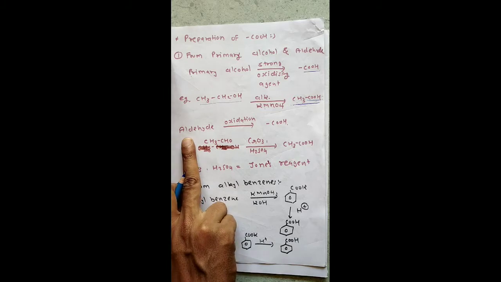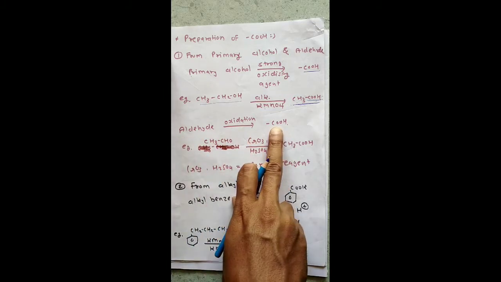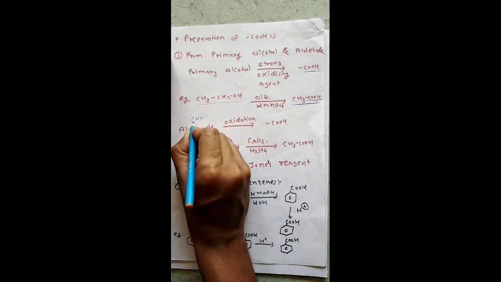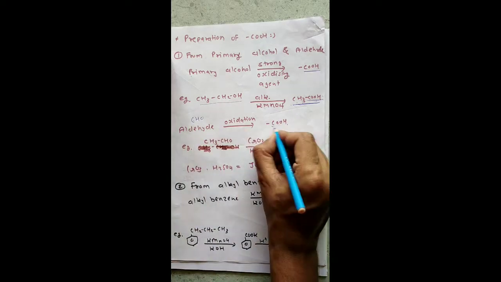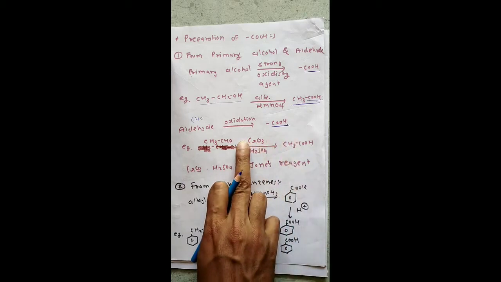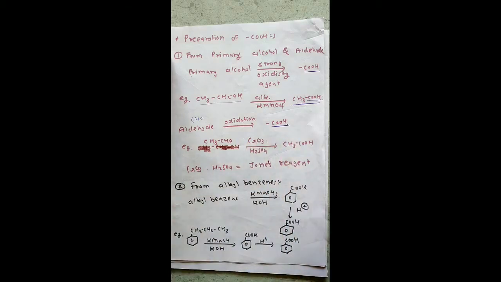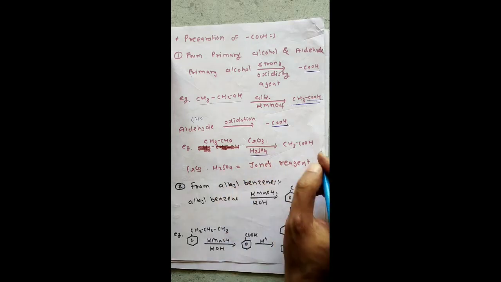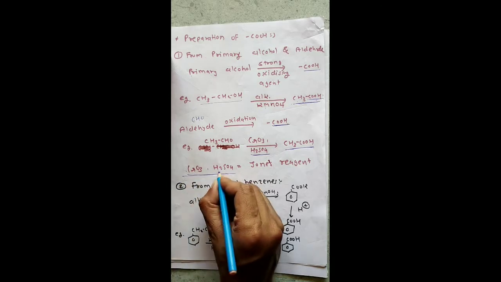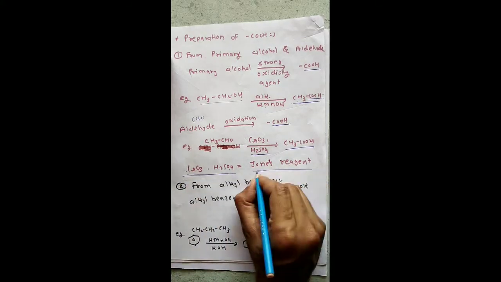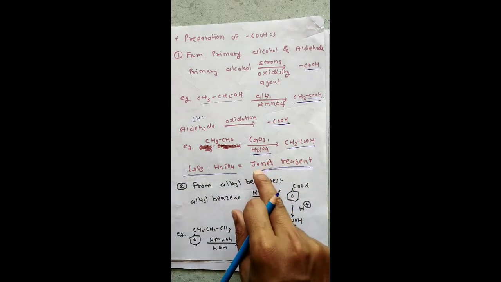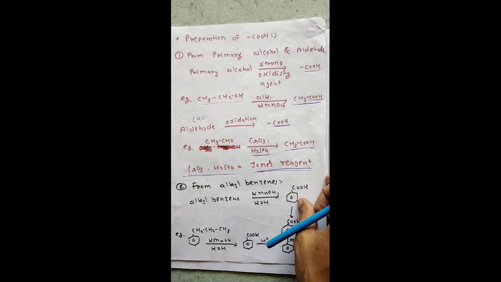Second reaction, from aldehyde. If we oxidize aldehyde, then we will get COOH. Aldehyde is CHO. We add one extra oxygen in it, so we will get COOH. So it is an oxidation reaction. As the oxidizing agent, you can use CrO3, means chromic oxide, in presence of H2SO4. It will give you carboxylic acid. Now this reagent, chromic oxide in presence of H2SO4, is called Jones reagent. Okay, if they ask you a question from the name, so its name is Jones reagent.